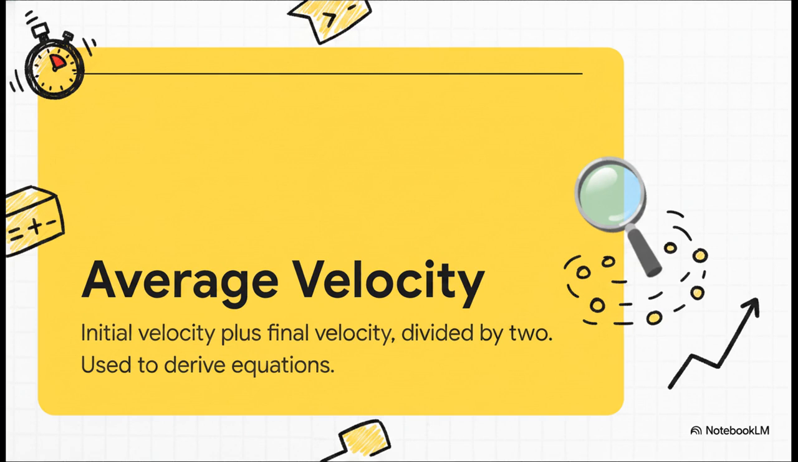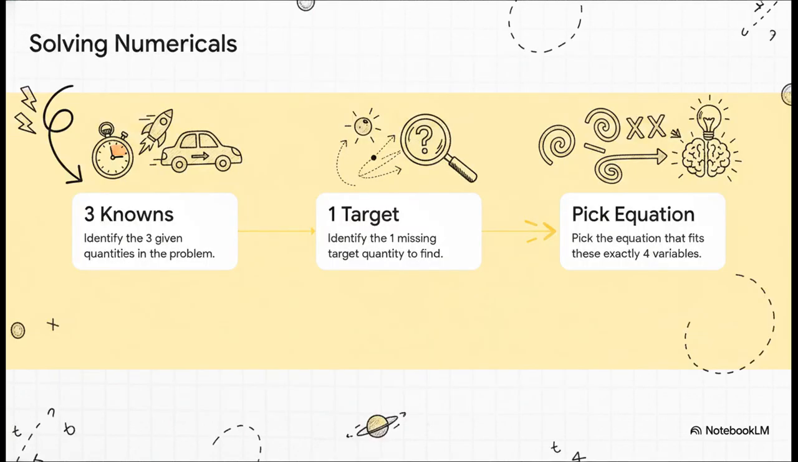Easy as that. And when it comes to solving numerical problems, seriously, don't panic. It isn't magic, it's just this simple 3-step checklist. Every single valid physics problem is going to give you 3 pieces of data right up front, maybe initial velocity, time, and acceleration. Then you just figure out the one missing piece you're supposed to find. Once you have those 4 variables, the 3 you know and the one you don't, just glance at your 3 equations of motion and pick the equation that has exactly those 4 things. Plug the numbers in, calculate, and you're done.